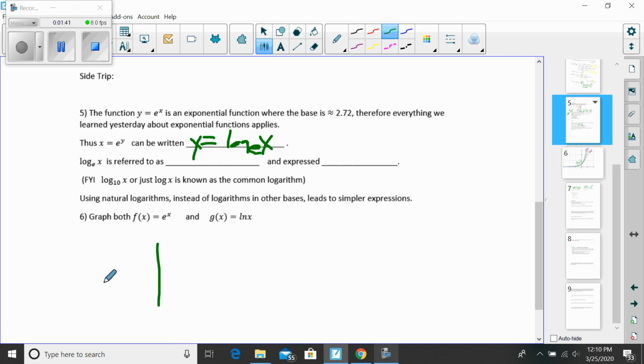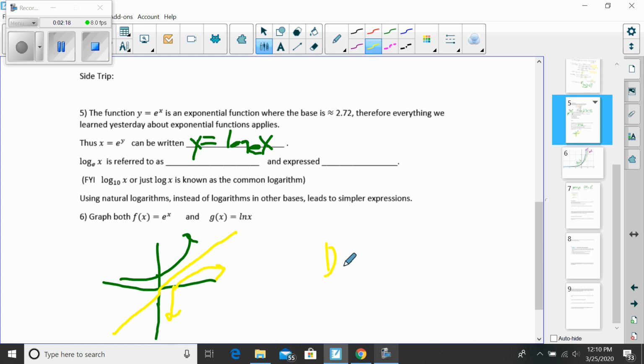And down here I had said graph both, so here's my e to the x. And so we know in order to graph the inverse, to graph the inverse, we reflect through the line y equals x. And therefore, if e to the x goes through the point 0, 1, the inverse has to go through the point 1, 0. The inverse is going to look like this, passing through the point 1, 0.